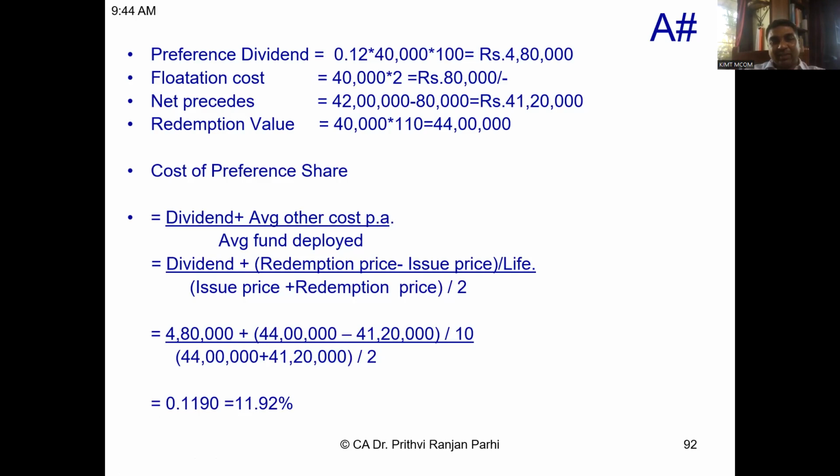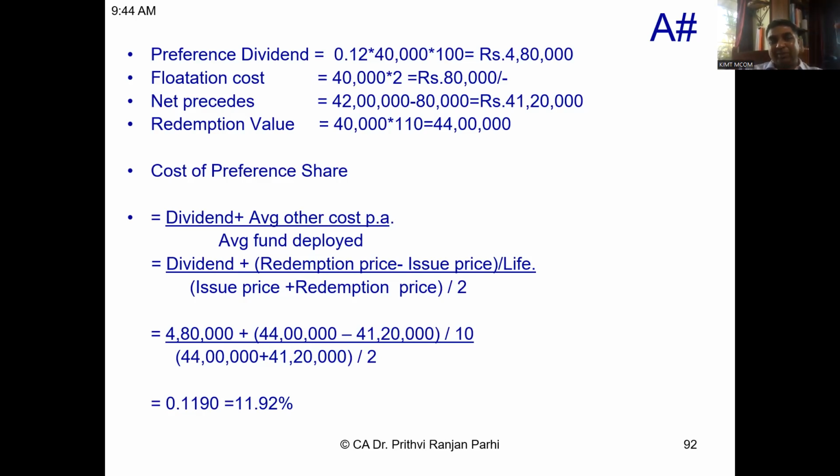Look at here. Dividend is 4,80,000 plus average other cost, which is how much? 44 lakh minus 41 lakh 20,000. 44 lakh is the full value, but the consideration you are getting is 41 lakh 20,000. The difference is the cost for the entire life, and life is 10 years. So average other cost is equal to 44 lakh minus 41 lakh 20,000, whole divided by 10.